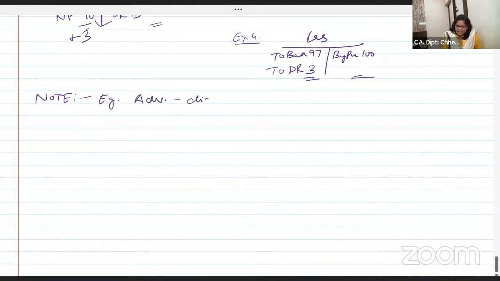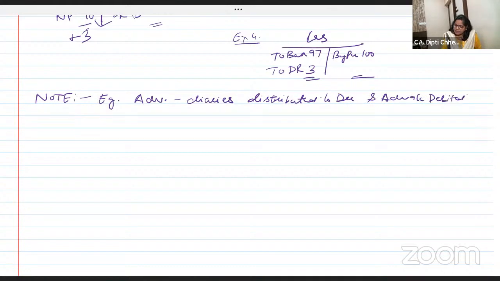Advertisement distributed to dealers and advertisement account debited in P&L. P&L में बिल्कुल advertisement debit कर दिया.